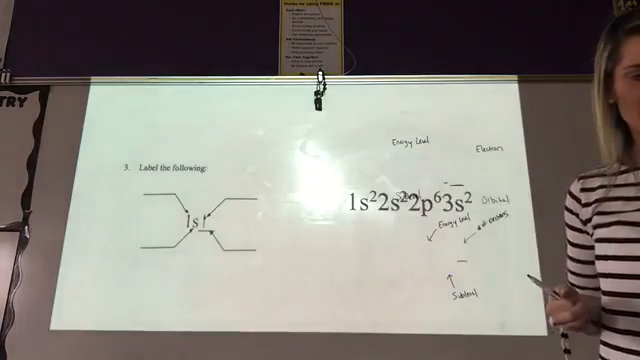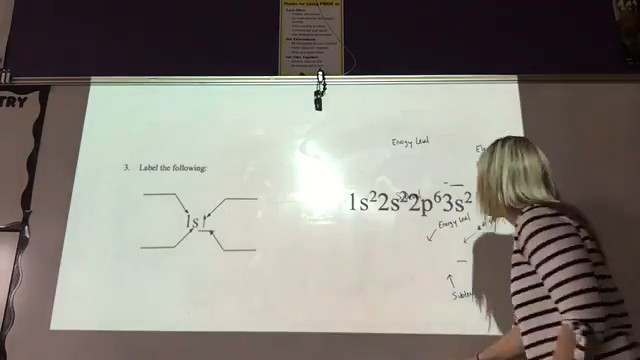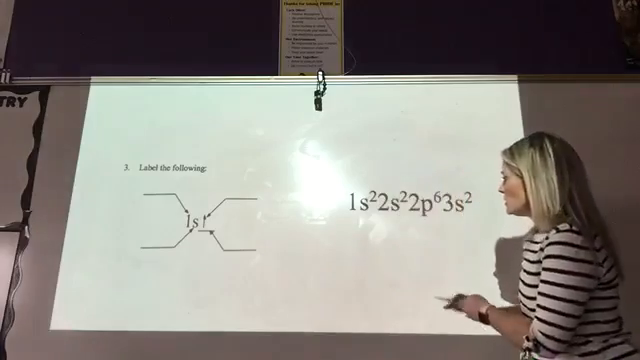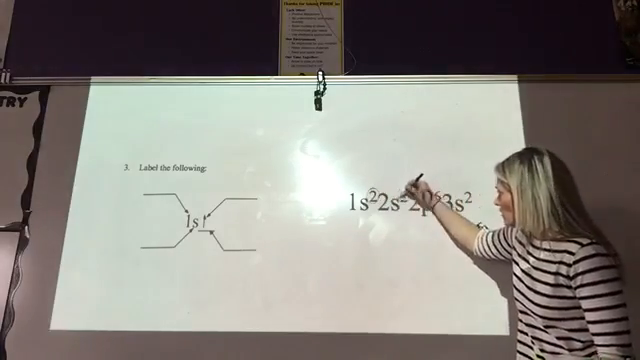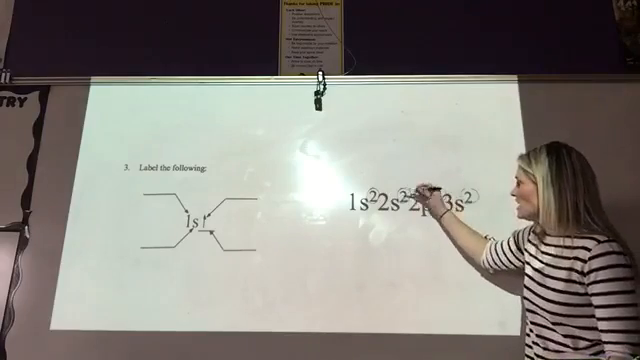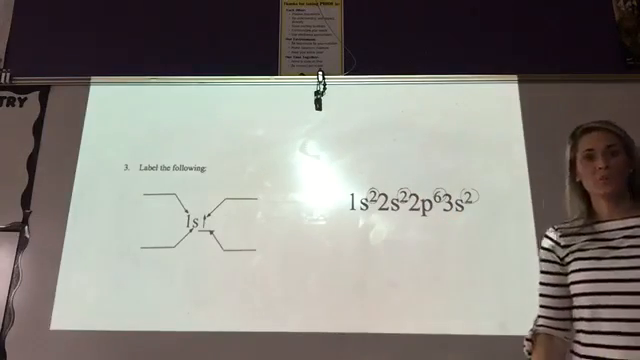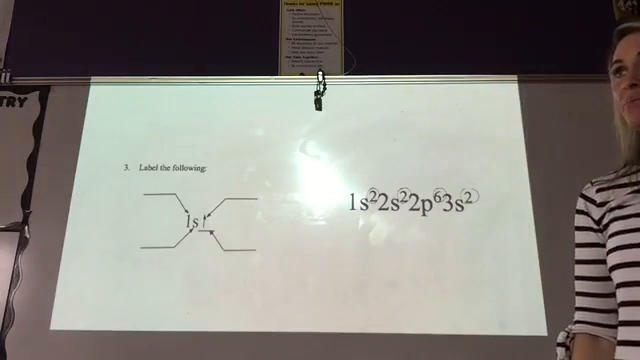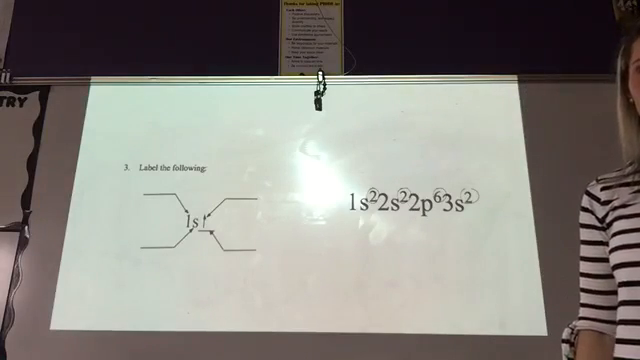Yours might look a little bit different. So this is what yours looks like. So with yours, you can see these are all, if you added all these together, so 6, 7, 8, 9, 10, 11, 12, you could look at your periodic table and determine what element that would be. And they have an atomic number of 12, which would be magnesium.